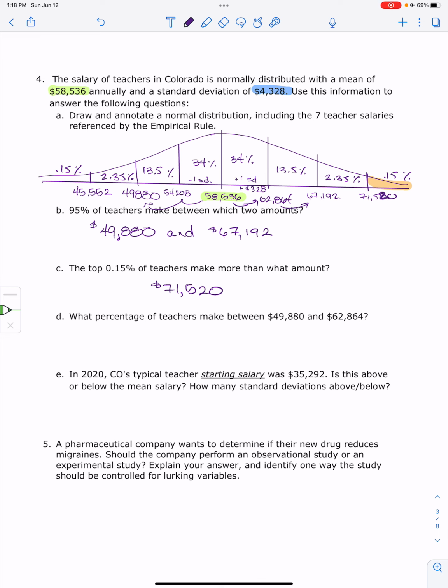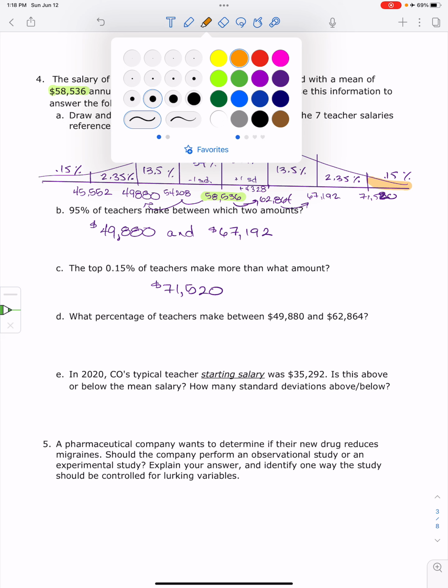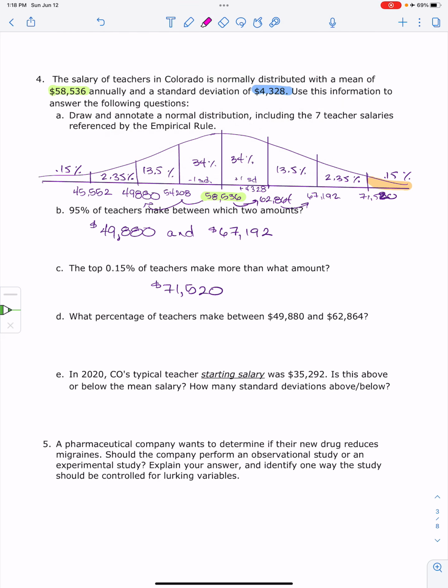What percentage of the teachers make between 49,880? That's right here. And 62,864. So we're going to add that 13.5 to 34 and 34, and we get 81.5%.